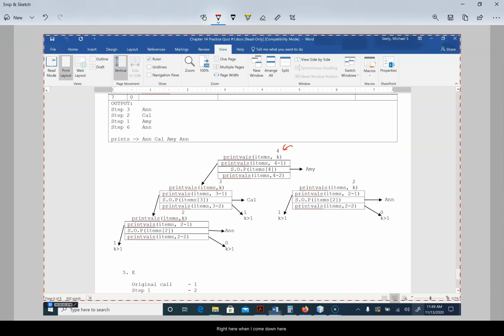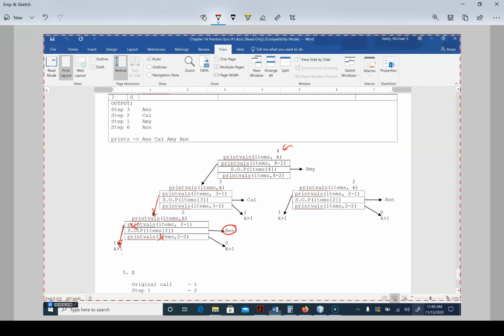Right here, when I come down here, K becomes 2. 2 is still greater than 1, so then we do items 2 minus 1, items at position 2, and then items 2 minus 2. When we come down here this time, though, K is 1. Is 1 greater than 1? No, so that this one's done. What's at position 2? It's Ann. And then 2 minus 2 is 0. So is 0 greater than 1? Nope. So that's done.